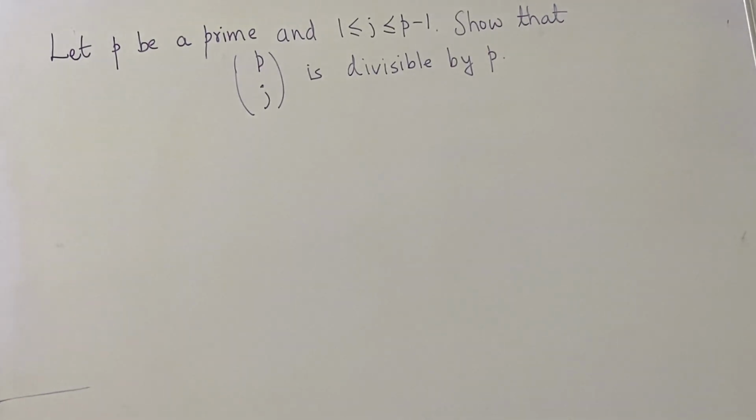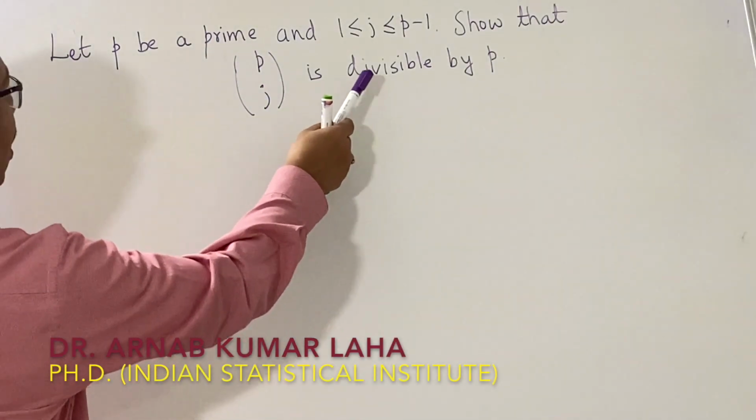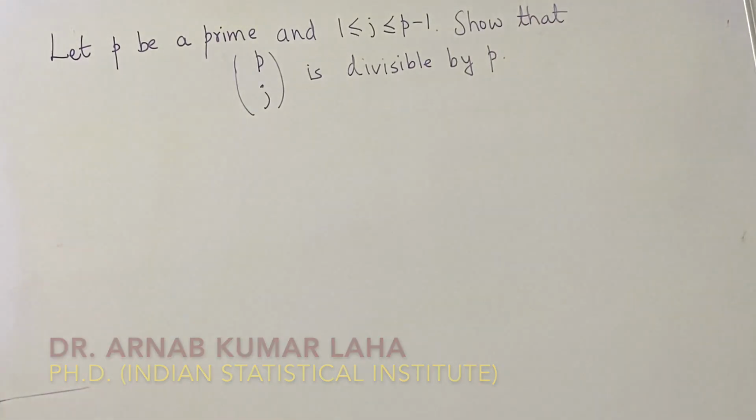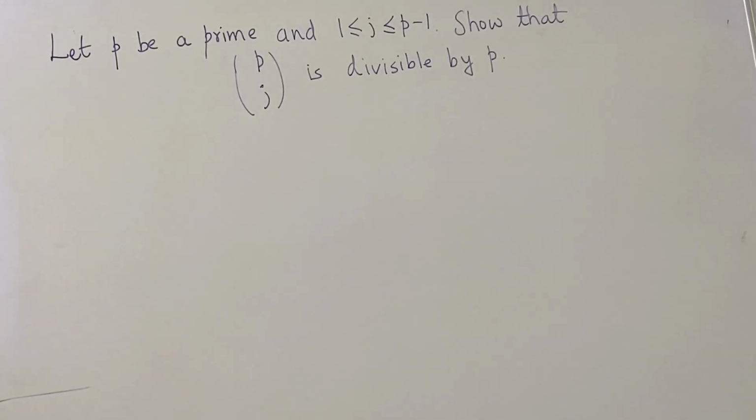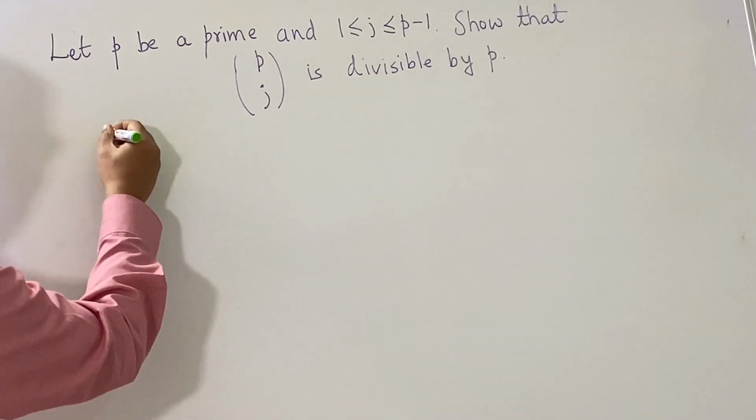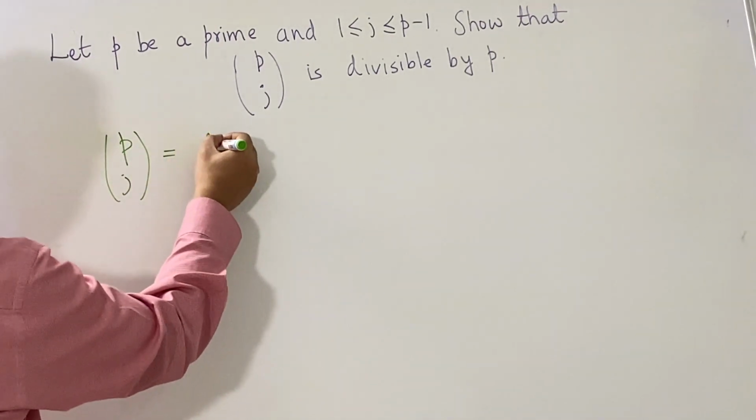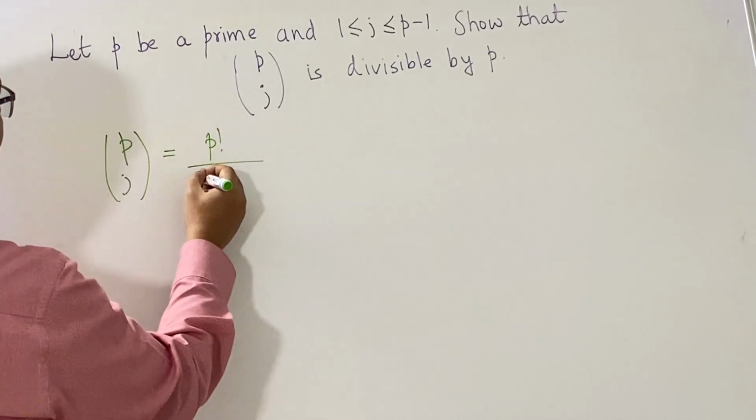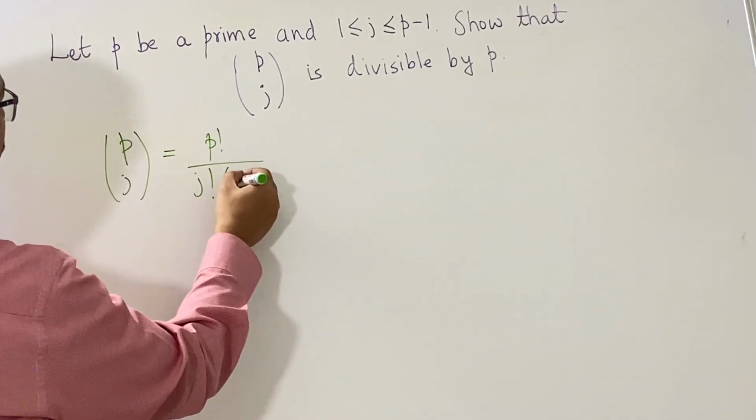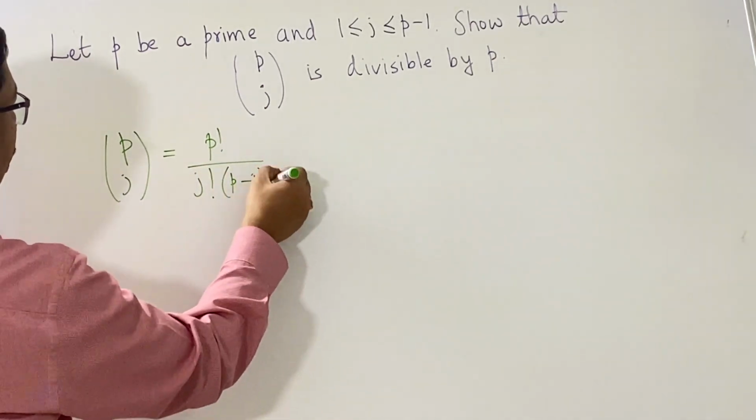So let P be a prime and J is any integer between 1 and P minus 1. We have to show that PCJ is divisible by P. Now, to do this, note that PCJ is P factorial divided by J factorial times P minus J factorial.